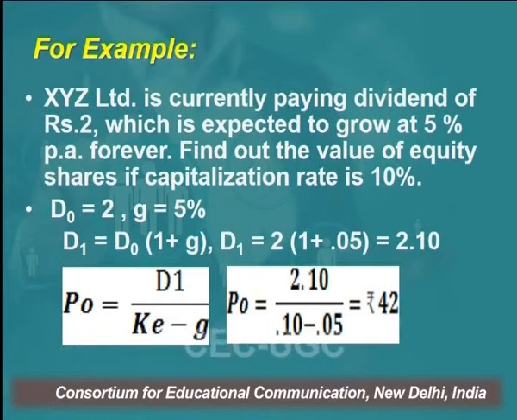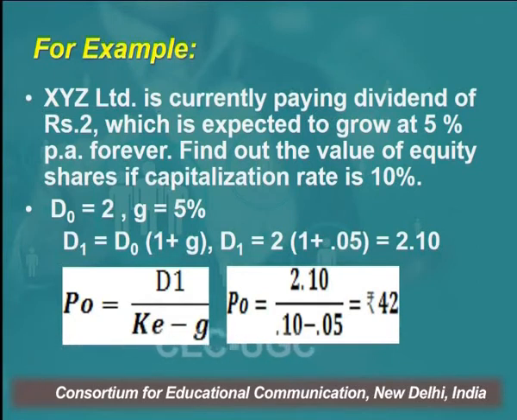Find out the value of the equity share if the capitalization rate is 10%. If the capitalization rate is 10%, it means the required rate of return is 10%, right? So D0, the current dividend, is rupees 2, and g is 5%. So D1 is equal to D0 multiplied by 1 plus g, and D1 is rupees 2, that is D0, multiplied by 1 plus 0.05, right? g is nothing but the growth rate, and that comes to be 2 rupees 10 paisa.